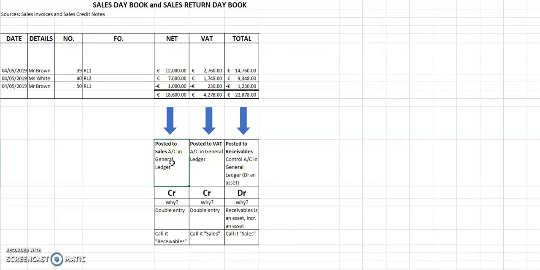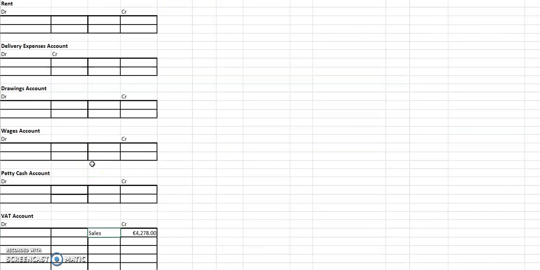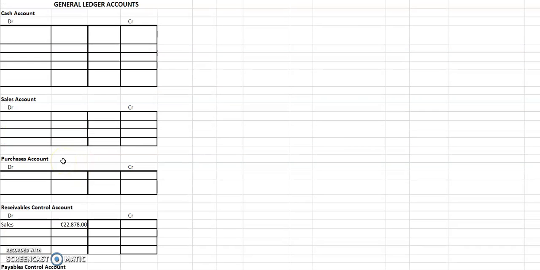So the net goes to the sales account, a credit as well. So that's 18,600 to the sales account. Sales up at the top. Yeah, so remember, in receivables it was debit, so we want to credit it the other side. So we're going to call it receivables. And the amount was 18,600.